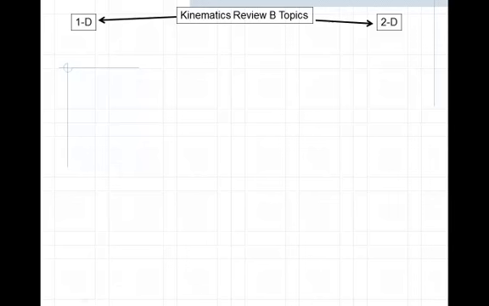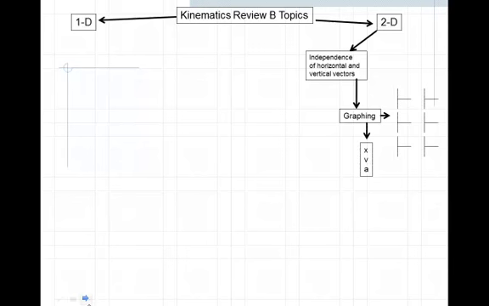Okay, next is two-dimensional motion. Two-dimensional motion, the really important topic there is that there's an independence of the horizontal and vertical vectors. That means the horizontal vectors do not affect the vertical vectors, and the vertical vectors do not affect the horizontal vectors. So there's also some graphing that's involved with that.